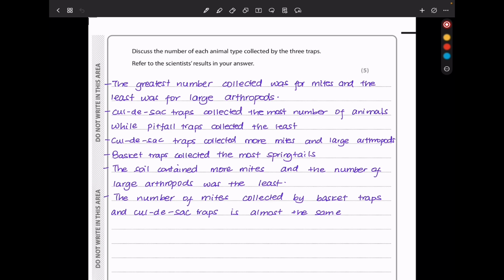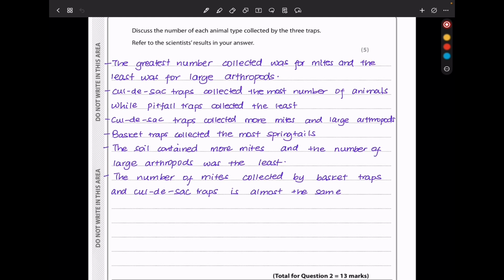Cul-de-sac traps collected the most number of animals, while pitfall traps collected the least. Cul-de-sac traps collected most mites and large arthropods. The basket traps collected the most springtails. The soil contained more mites, and the number of large arthropods was the least.